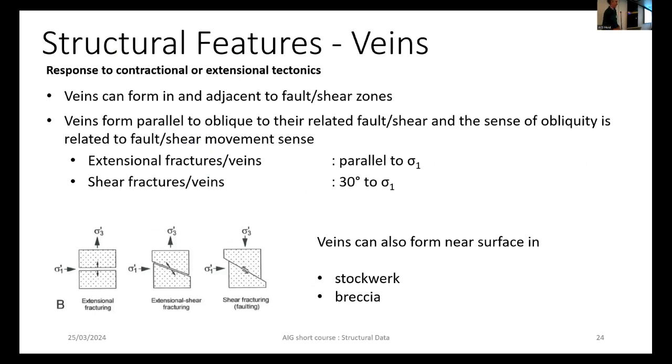You can basically classify, there's lots of classifications on veins, but I just see two types of veins. One is extensional veins, and another one is shear veins. And then there's anything in between. So extensional veins are parallel to sigma 1. So basically they'll be parallel to your main veins, and shear fracture veins are basically where you have shear, and they'll be normally at 30 degrees, but there could be anything lower than that as well.